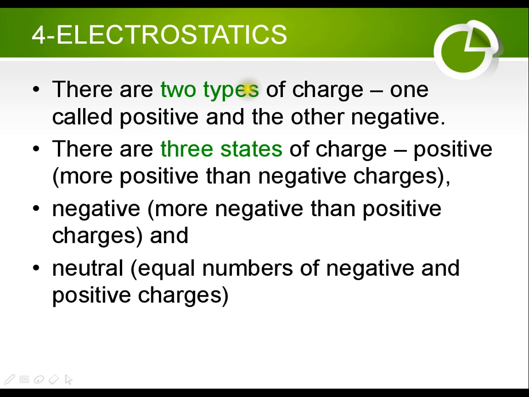There are two types of charge: one is positive, everyone knows, and one is negative. But there are three states. One is the positive state, the second is the negative state, and the third is neutral. The positive state means there are more positive than negative charges. The negative state means there are more negative than positive charges. While neutral means there are equal numbers of positive and negative charges.